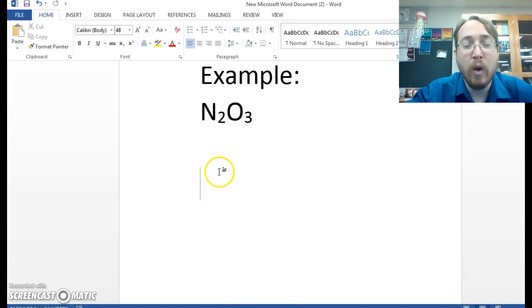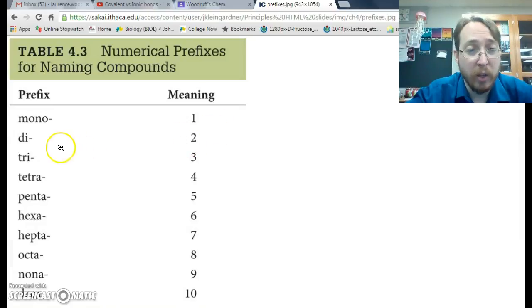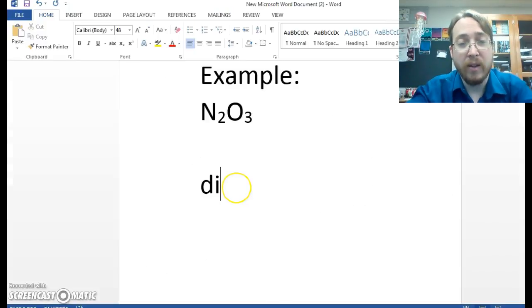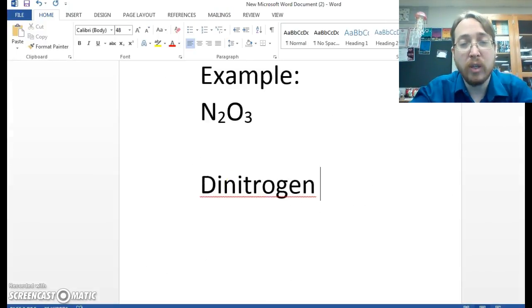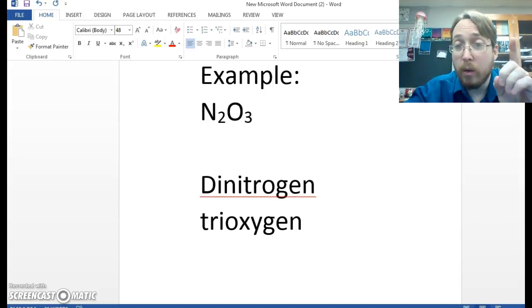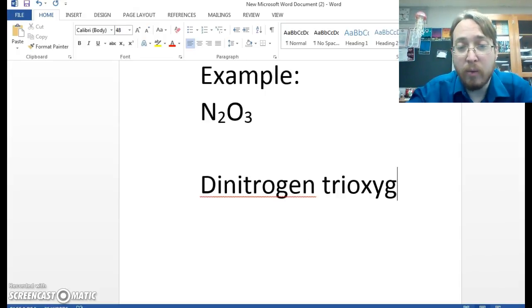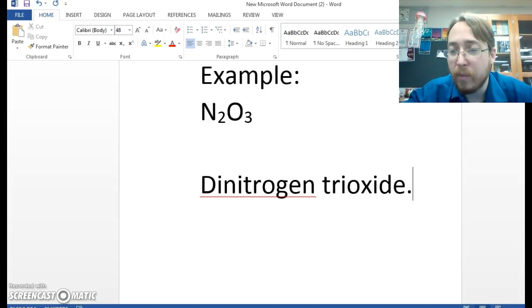Here we have N2O3. Well, first, let's check the count. 2 nitrogen and 3 oxygen. For nitrogen, we're going to use a di, and for oxygen, we're going to use a tri. So let's take a look. We have dinitrogen, trioxygen. The third rule comes into play now. We always use that IDE ending, so it's dinitrogen trioxide. And there we go. That's our name for this formula.